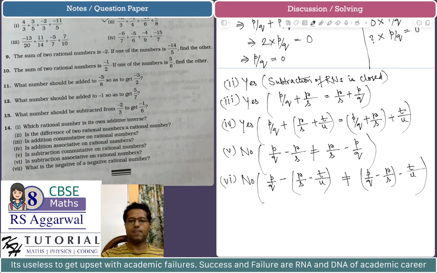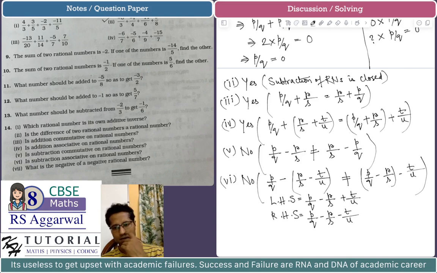because you can clearly see that LHS, if I open the grouping, is P by Q minus R by S, it becomes plus T by U, and the RHS, if I open the brackets, is P by Q minus R by S minus T by U. The LHS has plus T by U and the RHS has minus T by U. So the associative law of subtraction does not work. So subtraction is not associative on rational numbers.